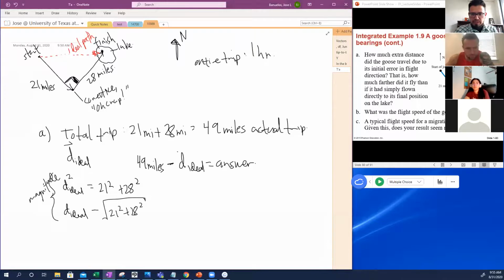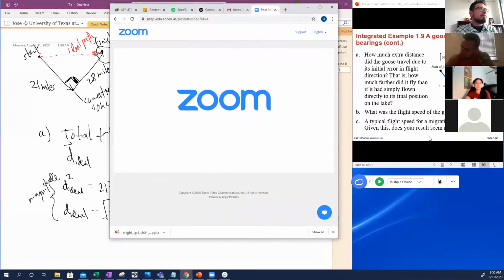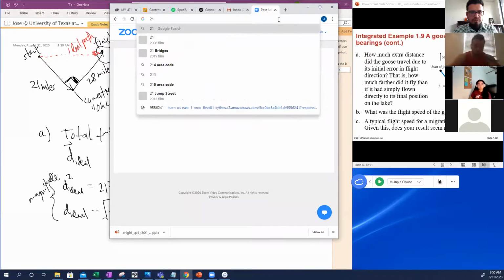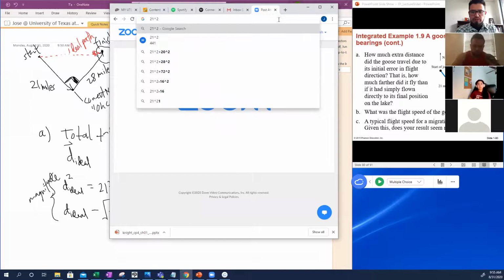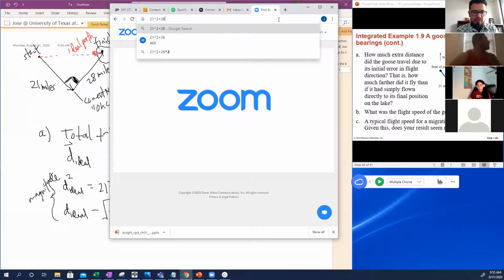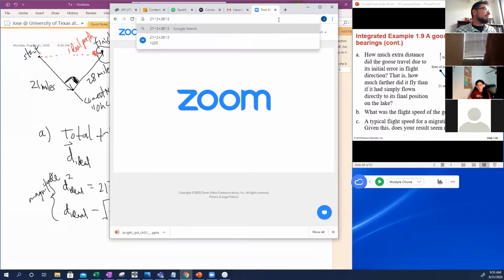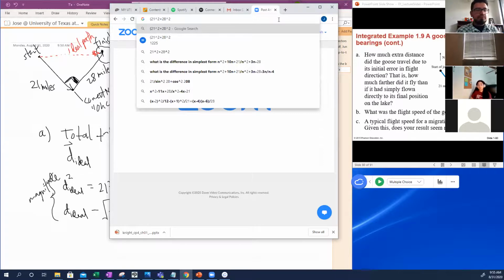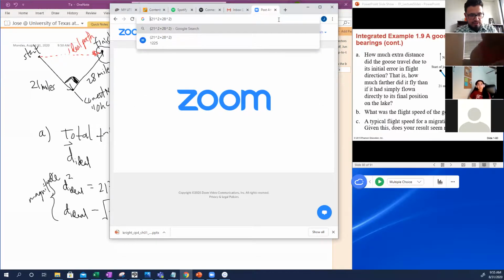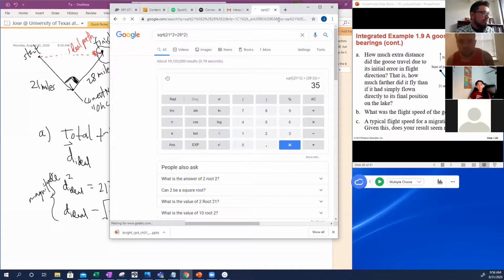So what might be the answer? Anybody want to do it? I could try to do it here, but. So you do 21 squared plus 28 squared. It's going to give us this number, 1225. We could take all that, put it in parentheses, and there's a thing, so here's a square root, is SQRT, I think. So square root of 21 squared plus 28 squared is going to give you 35.